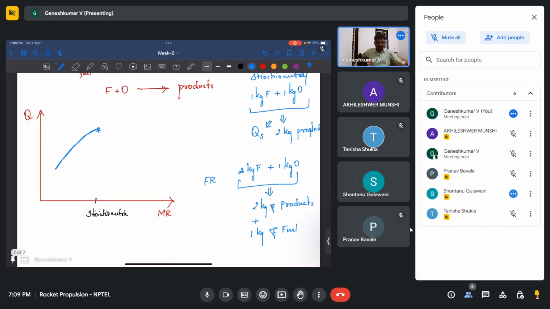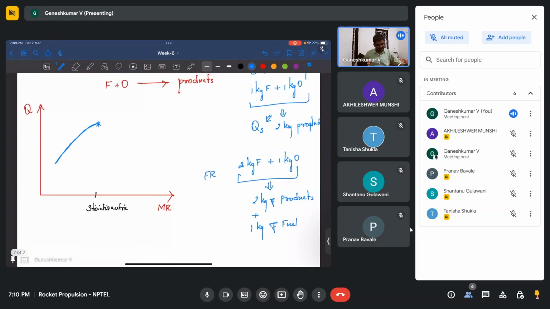Yes, I have another question. How do we convert this plot to Q per mole? This is Q versus mixing ratio. How can we convert it to Q per mole versus mixing ratio? Because from there we can go on to calculate the temperature of combustion.